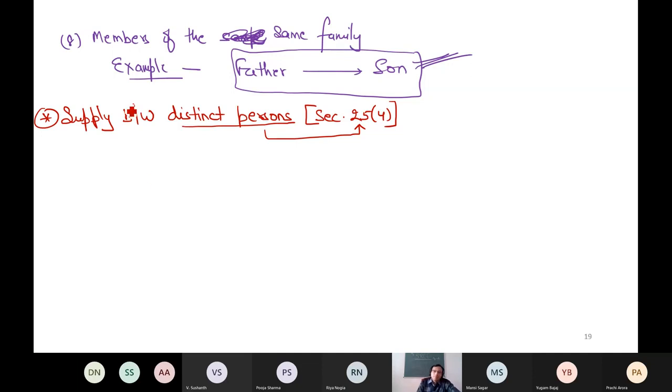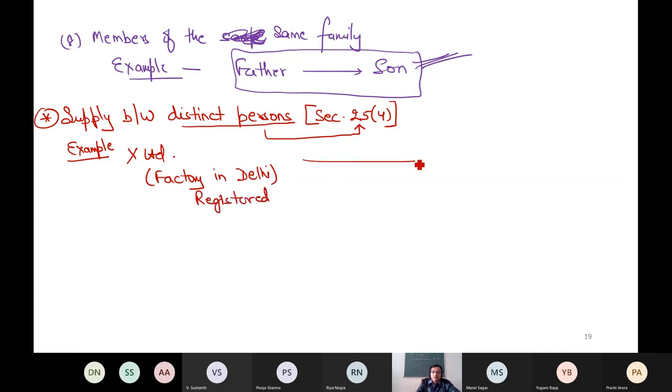Distinct persons are when a person, for example, X Limited, has a factory in Delhi which is registered, and has another factory or retail showroom, anything can be there, in Haryana, for example, and that is also registered.